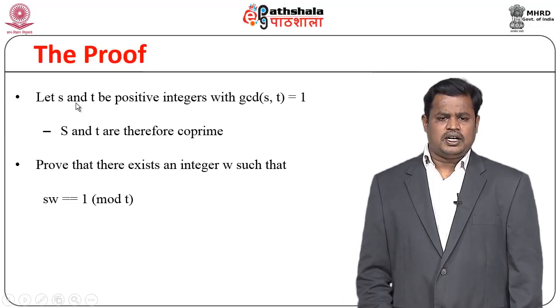So, the proof related to the Chinese remainder theorem here is: let s and t be positive integers with the GCD of s and t equal to 1.